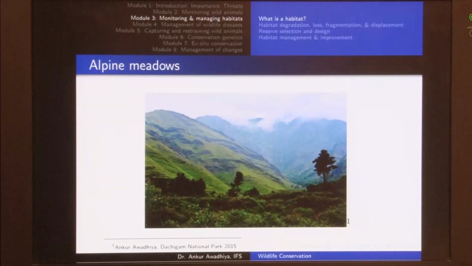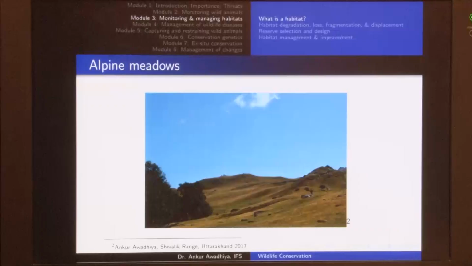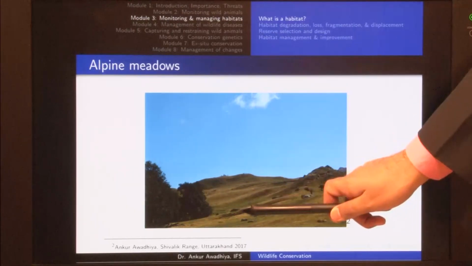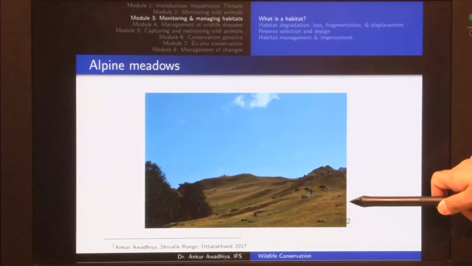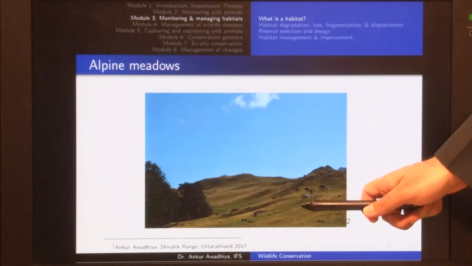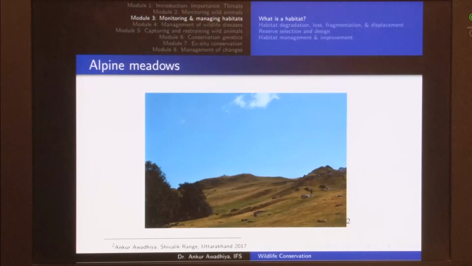So, things like hangul. Hangul is a herbivore which is found only in these areas. We have alpine meadows also in the state of Uttarakhand. This is an area from the Shivalik range, and here also you can see that we have extensive areas that only have grasses around. Now, a certain organism that prefers to live in trees might not find this area very suitable. However, certain organisms that prefer living in grasslands would find that this is a very suitable habitat.